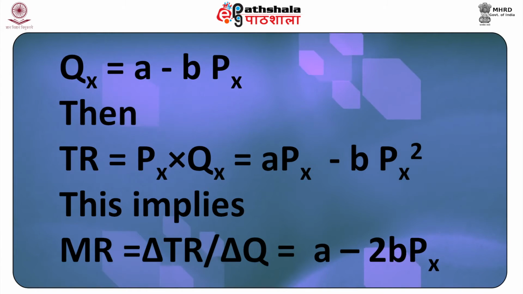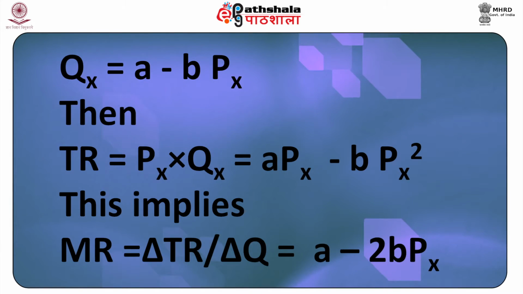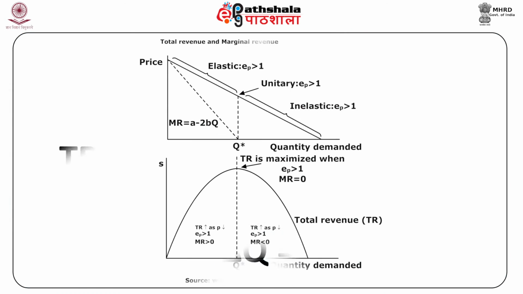Example, if the demand curve is Qx = A - BPx, then total revenue is price into quantity, and we get the expression APx - BPx². This implies that marginal revenue, which is change in TR by change in quantity, is A - 2BPx. In figure 7, the graphical relation of the elasticity and the marginal revenue is depicted for a linear demand curve.